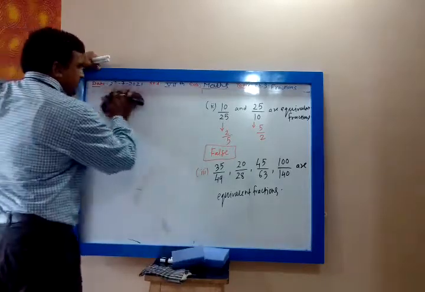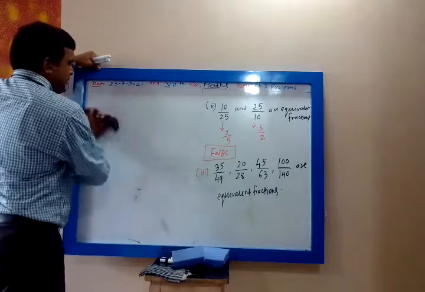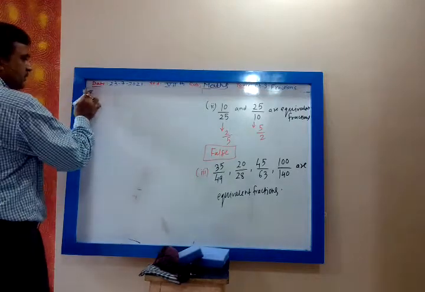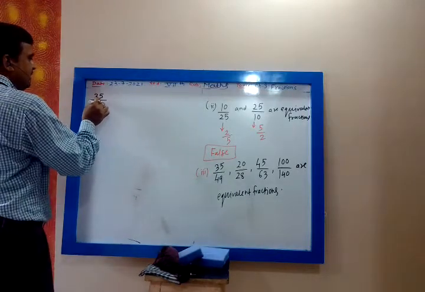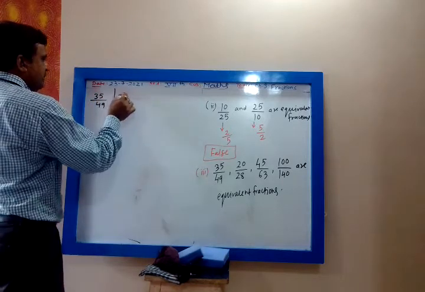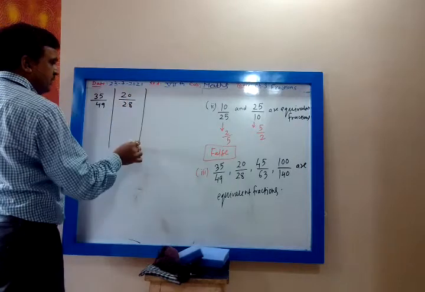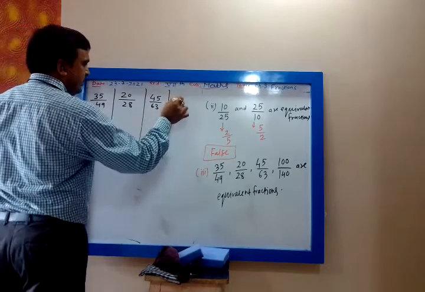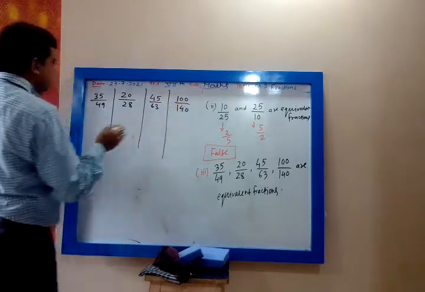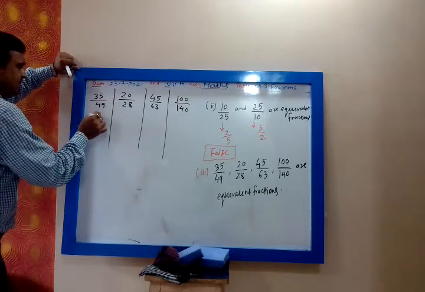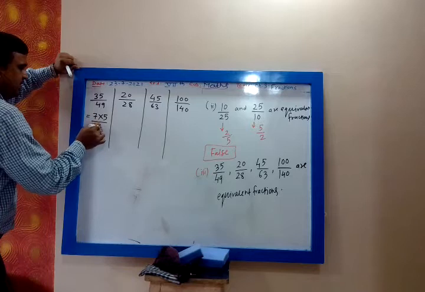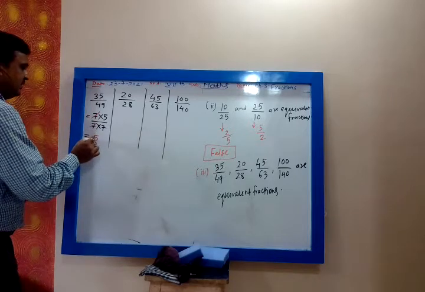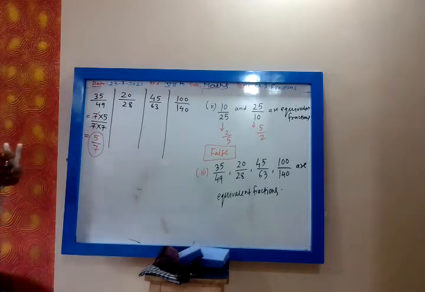So let us find the lowest term of all these: 35 upon 49, 20 upon 28, 45 upon 63, and 100 upon 140. For 35 upon 49, 7 fives are 35, 7 sevens are 49. The 7 of the numerator gets cancelled with the denominator. What is left is 5 upon 7. This is the lowest term.